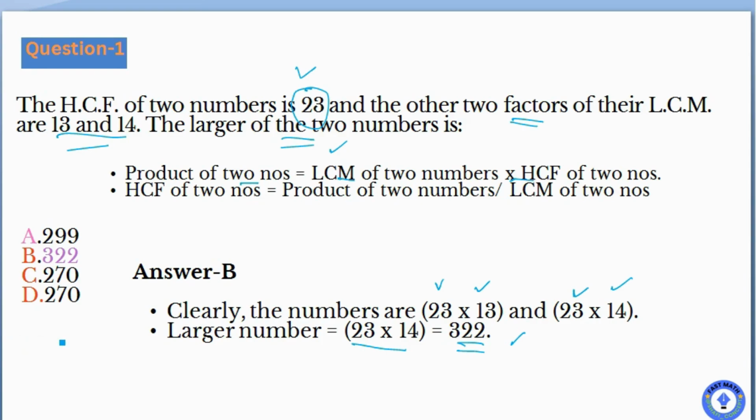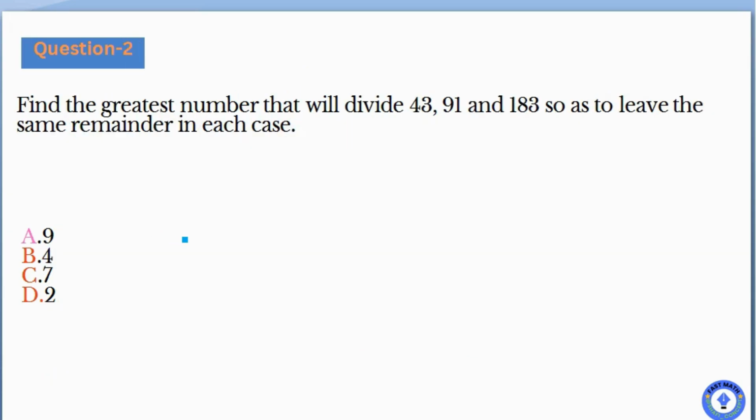The shortest way I am telling you: in such types of problems, take the HCF as one of the numbers to be multiplied into the greatest of the numbers given. That is, of the factors of the LCM, the greatest is 14. The answer will be 322. This is the shortest way of doing it in minimum time. Next, move to the second question.